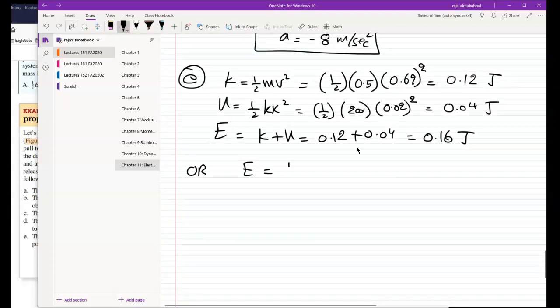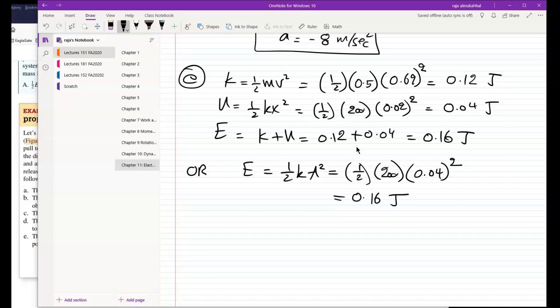So, half k a squared, plug it in, half times 200 times A, which is 0.04, squared, and then you can work it out, and I bet you're going to get the same answer. 0.16. So either or. Got it? Okay, good. The next topic, which I think is the last one before we end this lecture, and that is frequency and period of an object in SHM.